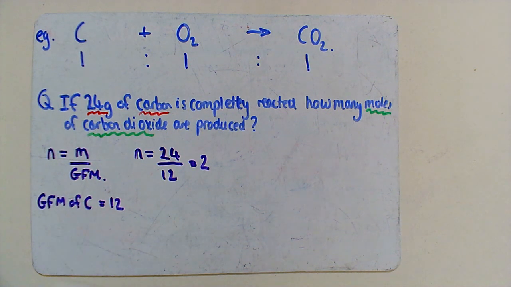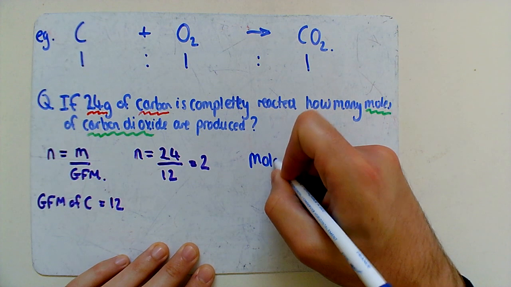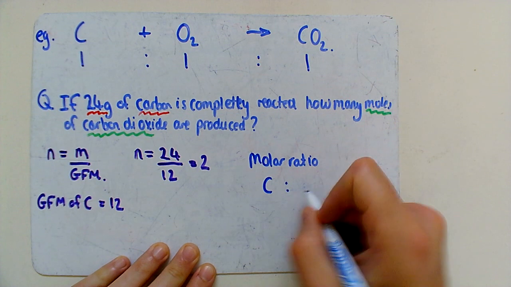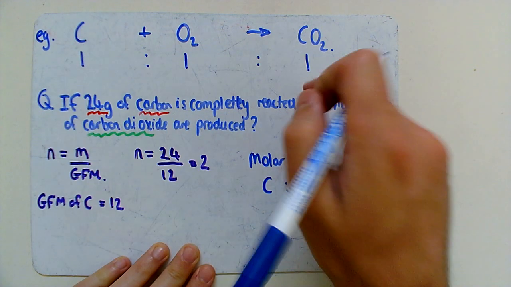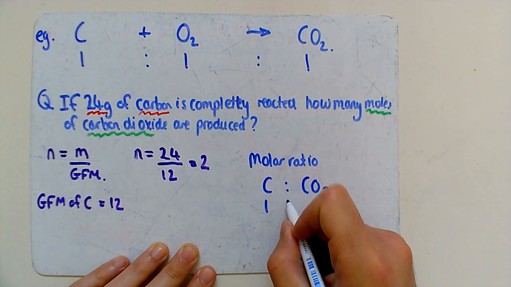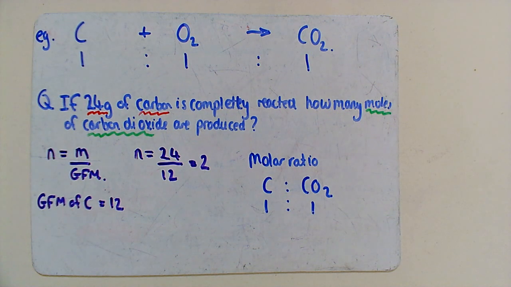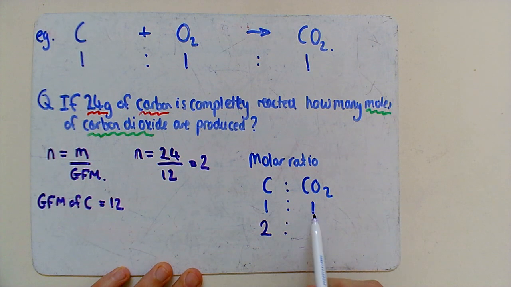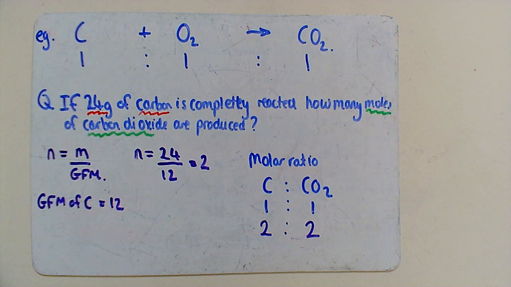Now we know the molar ratio of carbon to CO2, so we're just looking at these two, it is 1 to 1. So if we do it that way, we know that we have 2 moles of carbon. So if we've got 2 moles of carbon, they're the same number, we must have 2 moles of CO2. So our moles of carbon dioxide must be 2.